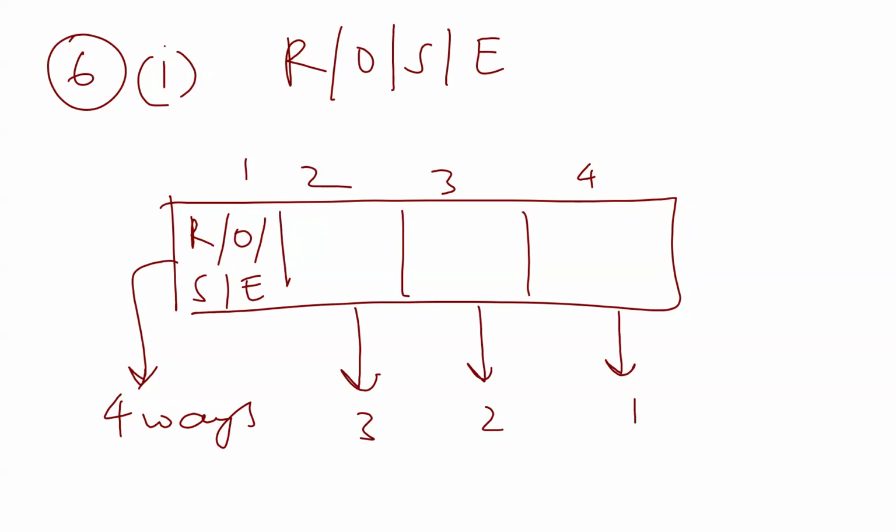So the final answer is 4, 3, 2, 1. We have to multiply all this because we are filling up the first place, second place, third place, and fourth place. And if repetition is allowed, then all 4 boxes will be 4, so that will be 4 raised to 4.